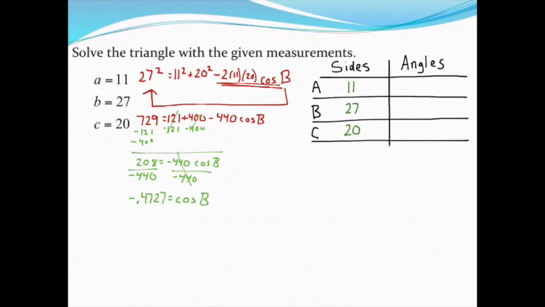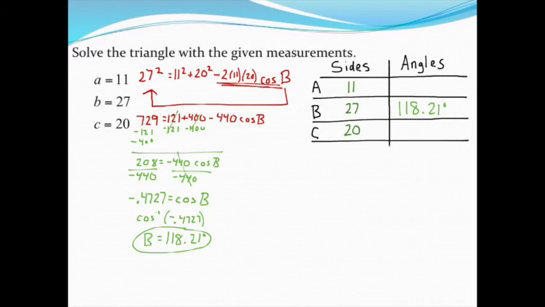Now that I've got down to just cosine of B, to find angle B, I'm going to do an inverse cosine of negative 0.4727. And at this point, I see that B is in fact an obtuse angle. It comes out to 118.21 degrees. It's obtuse, and the only way to find that is with an inverse cosine. So I'm very glad I found that largest angle first. I'll add that to my chart.